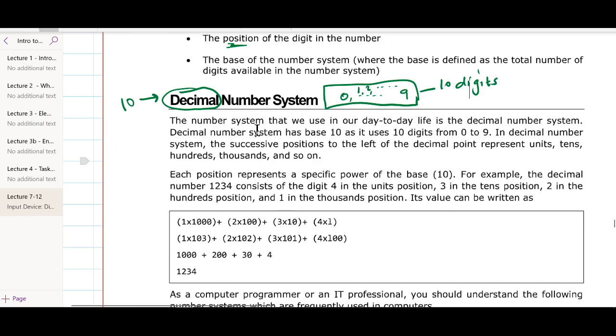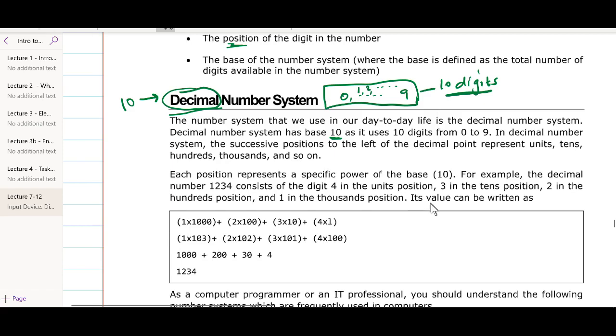And therefore, we are saying now that the number system that we use in our day-to-day life is the decimal number system. The decimal number system has base 10. So when we say that it's a decimal, we say that this has base 10. And you'll see what this 10 means. But the most important thing is the base means the total number of digits in that number system. Now, of course, it runs from 0 to 9. In the decimal number system, the successive positions to the left of the decimal point represent units, tens, hundreds, thousands.